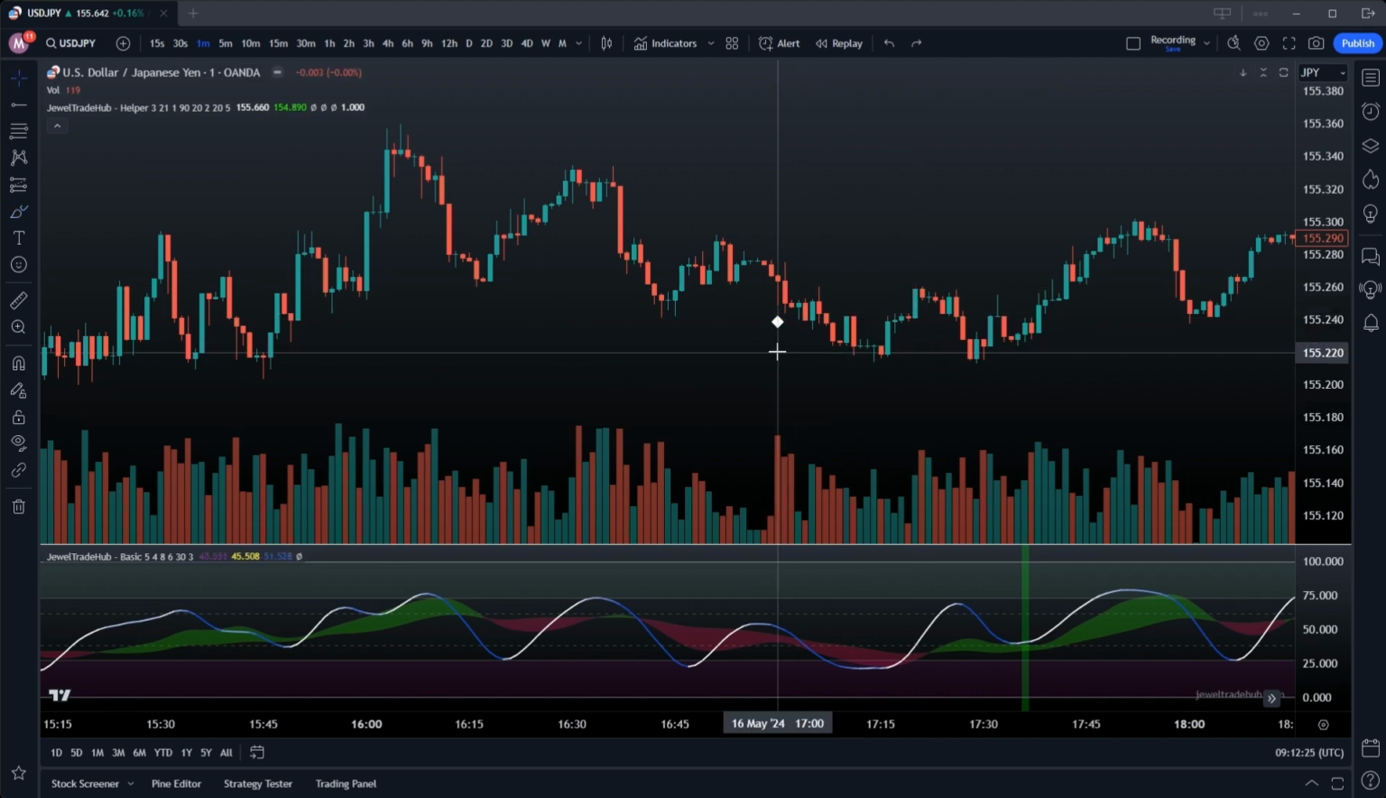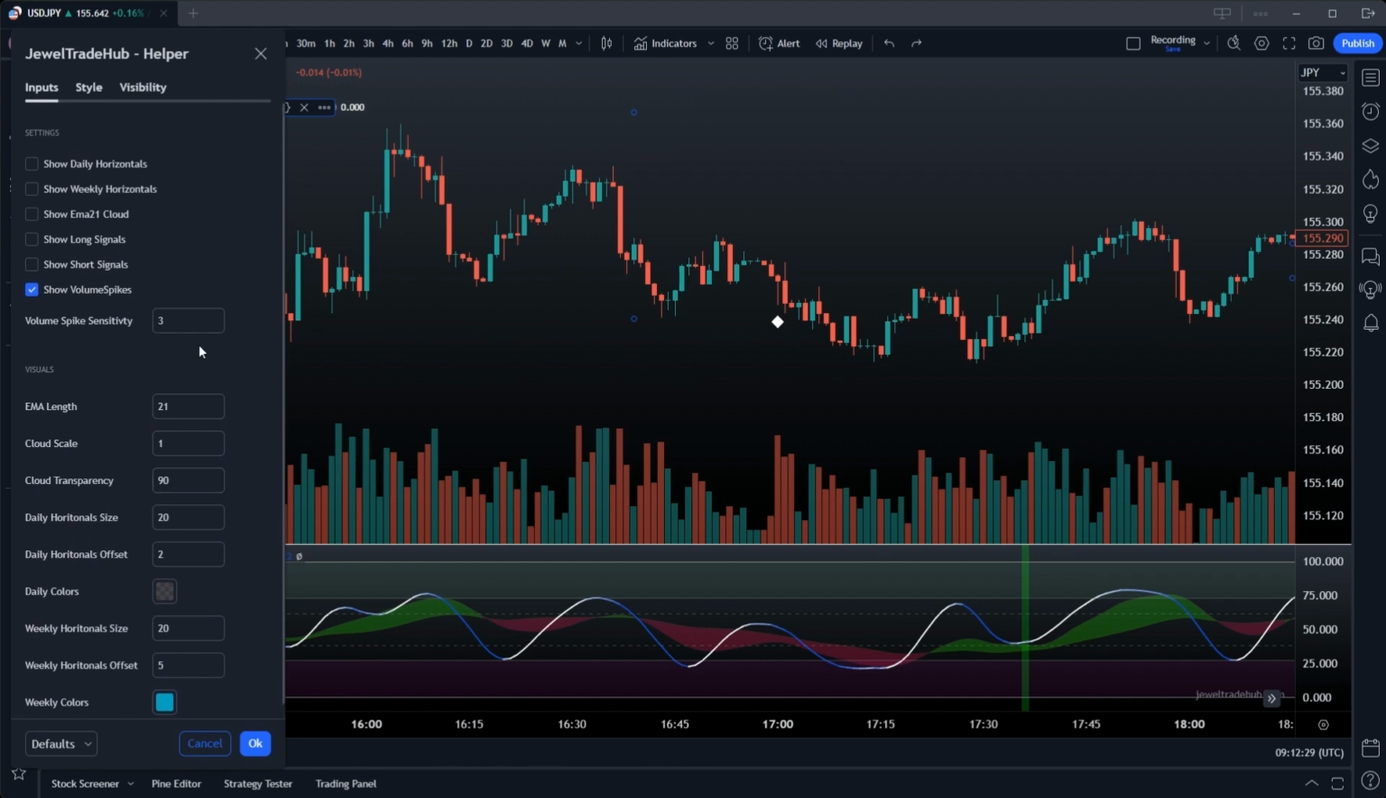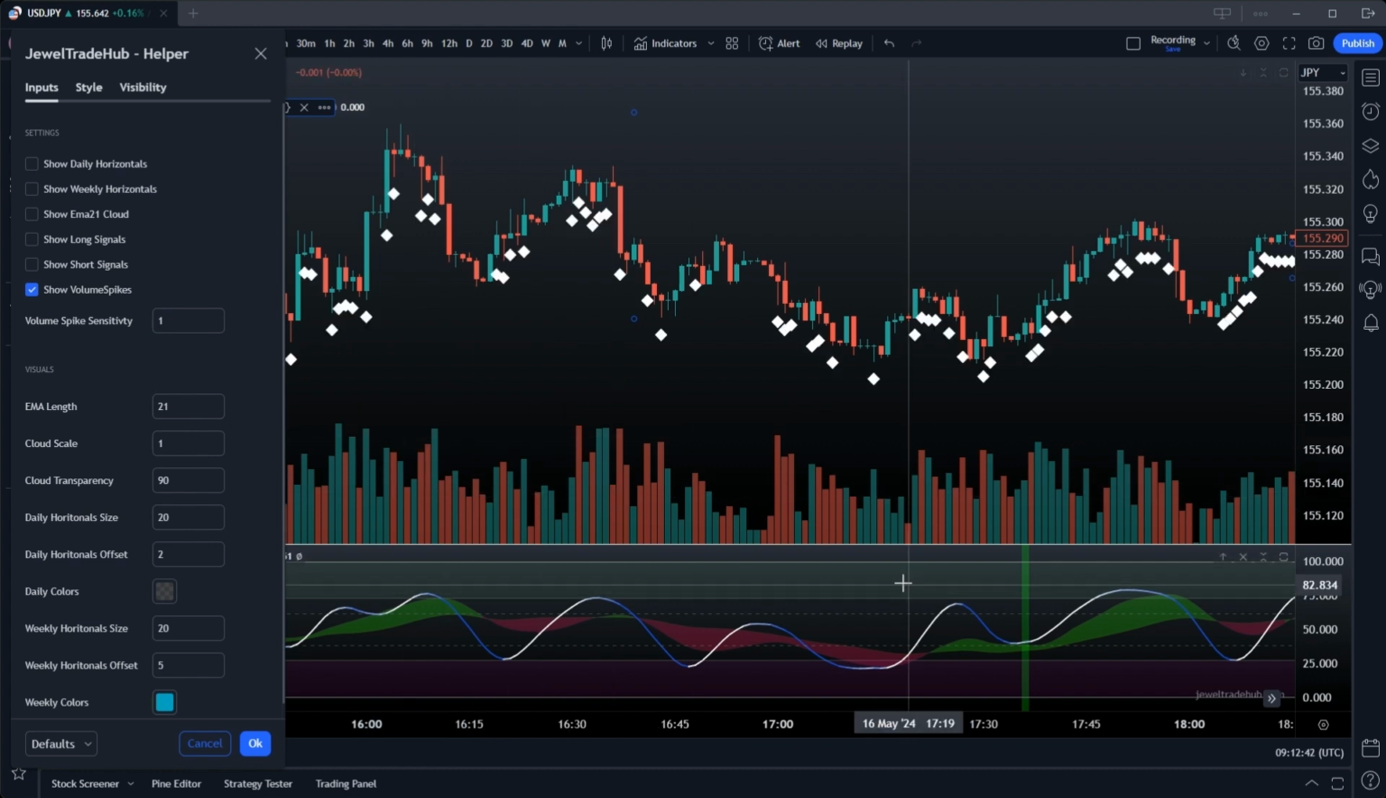So let's say you want to change that. Go to the settings and the sensitivity there. Oh, there's a typo. The sensitivity there is what's going to allow you to change that. If I go to, for example, a sensitivity of 1, it means that as soon as my volume bar is 1 time bigger than the previous average, trigger a volume spike.